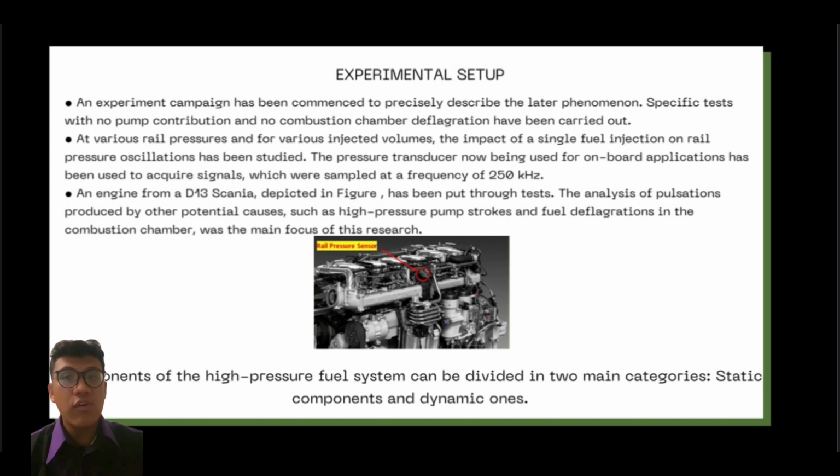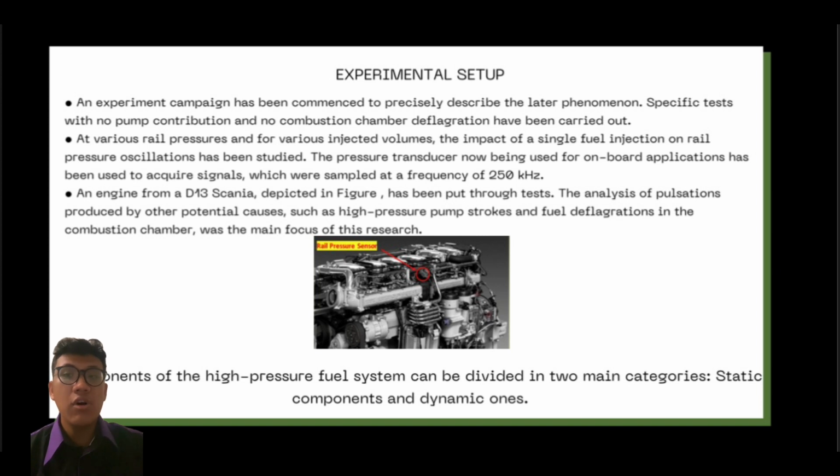Lastly, an engine from a D13 Scania, depicted in the figure, has been put through tests. The analysis of pulsations produced by other potential causes, such as high pressure pump strokes and fuel deflagrations in the combustion chamber, was the main focus of this research.